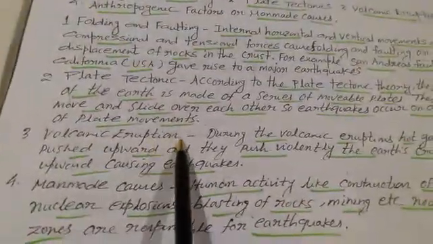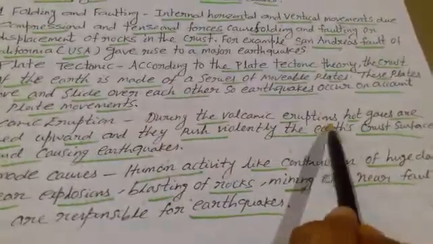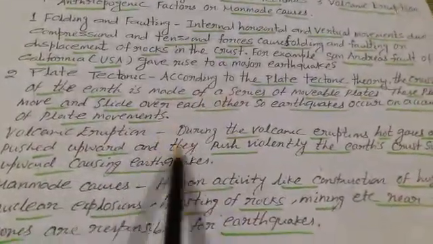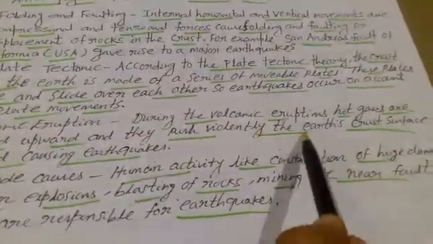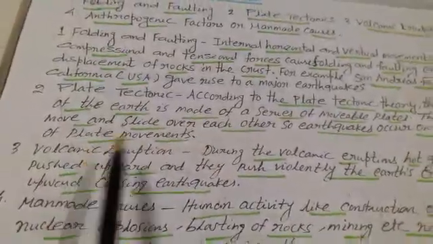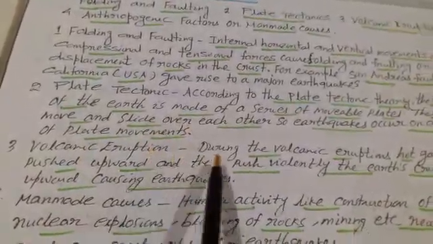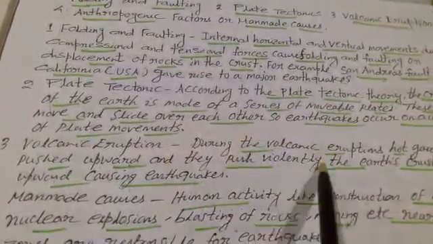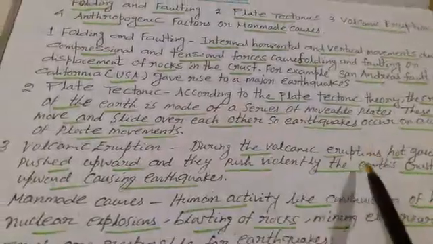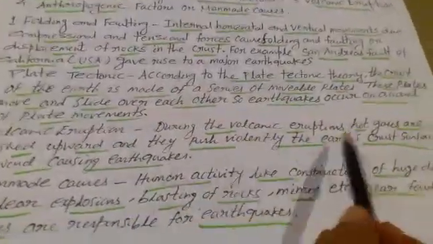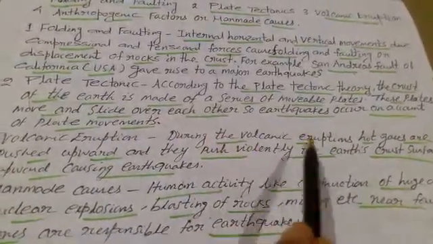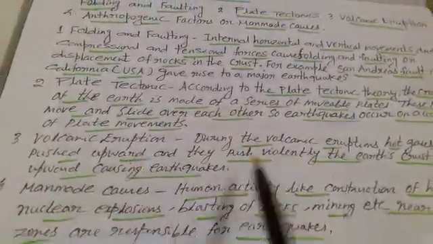Next one, volcanic eruption. During a volcanic eruption, hot gases are pushed upward with great force and they push the earth's crust surface violently upward, causing earthquake. Because we know earthquake and volcano are close friends, they need the weaker areas on the earth's surface, or the presence of folding and faulting. So during the volcanic eruption, when hot gases come upward violently, the earth's crust surface moves upward, causing earthquakes.